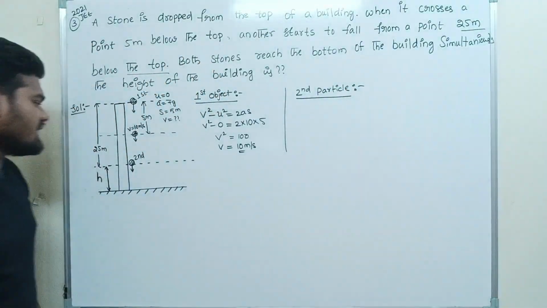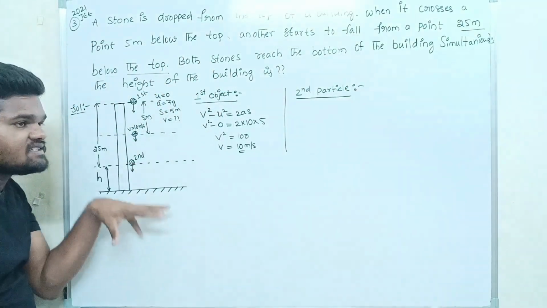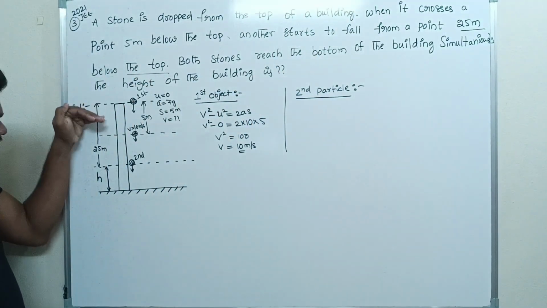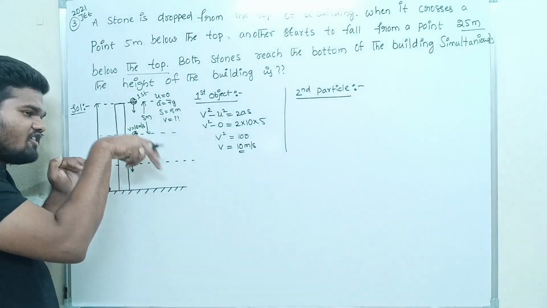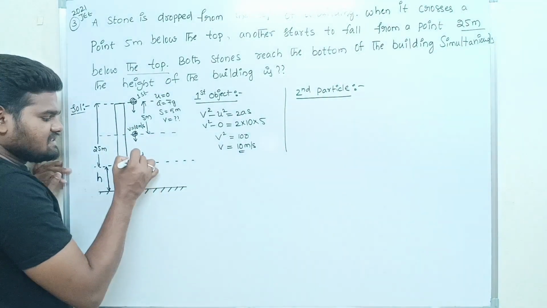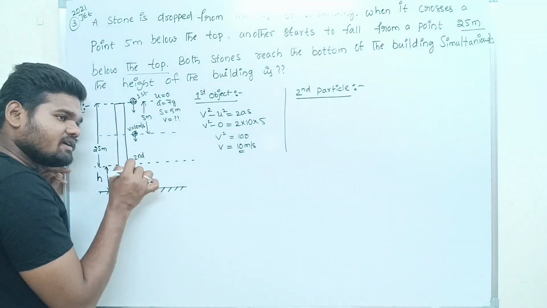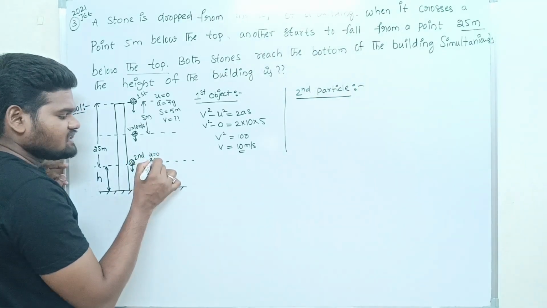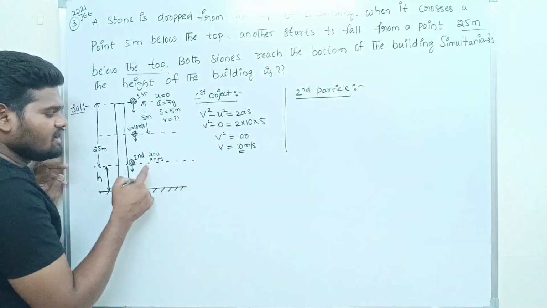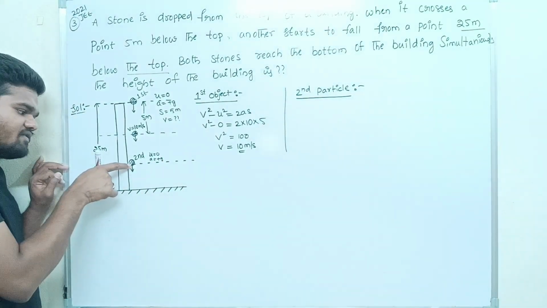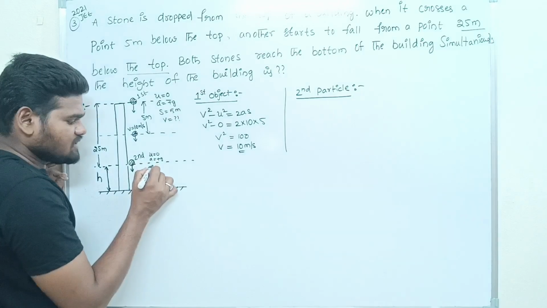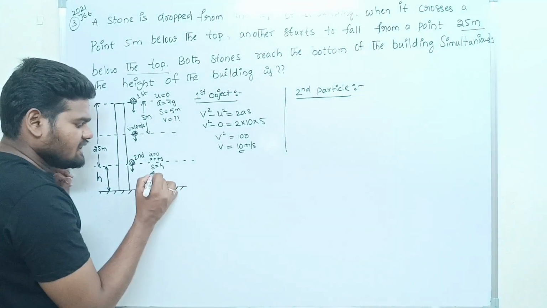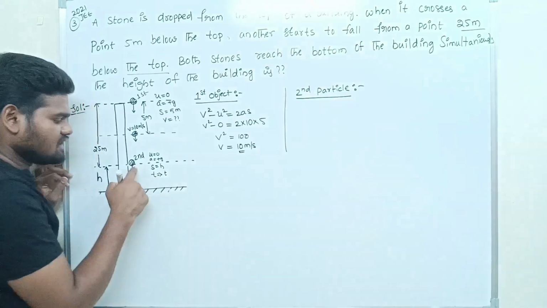Let us come to the second particle. Right. In case of the second particle, have a look. This second particle is dropped from a point 25 meters below the top. So from this point, we dropped a second stone. So this is moving towards the ground, and it is a freely falling body. So what is its initial velocity? u is equal to 0. What is acceleration due to gravity? Plus g. Okay. What is the displacement of this object? Have a look. From here to here. What is its displacement? Let us say s is equal to small h. Are you getting? Right. So let us consider the time taken by the object to reach the ground is t.